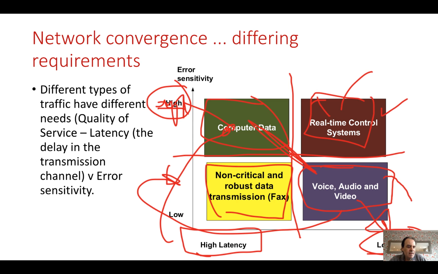And then finally, something that's non-critical and probably has a robust way of checking for errors. It doesn't really matter that much on the latency or on the errors. So something like a fax transmission really is fairly robust. A few dots on the transmission received doesn't really matter that much. Okay, so that's our different types of service that we require.